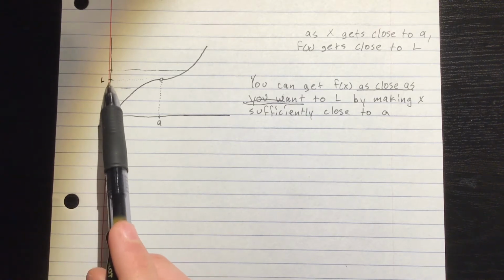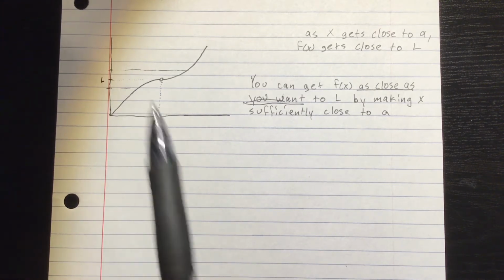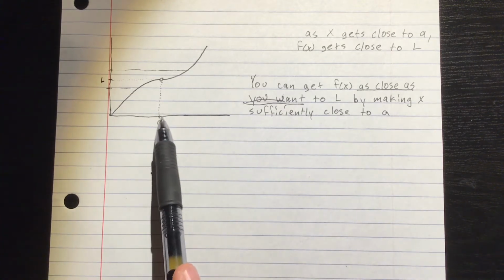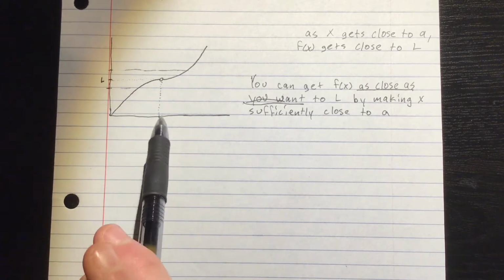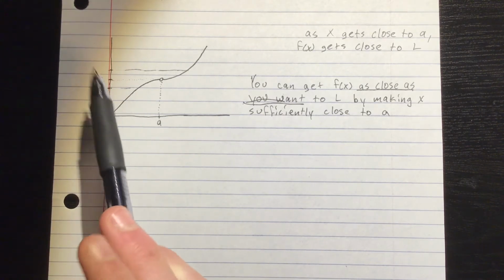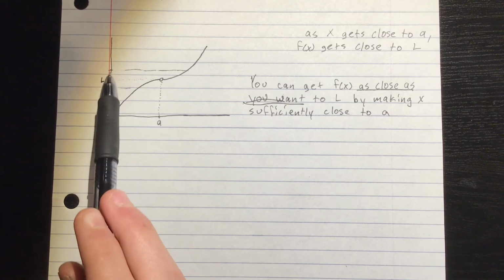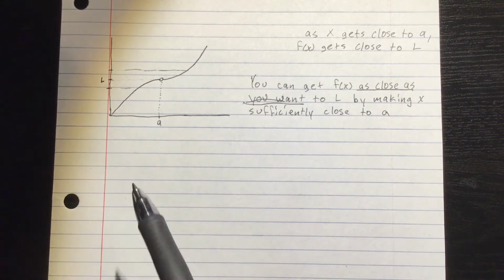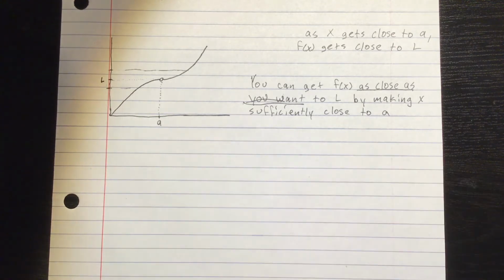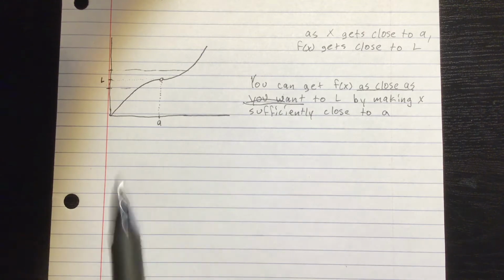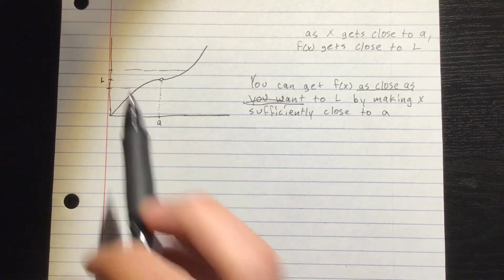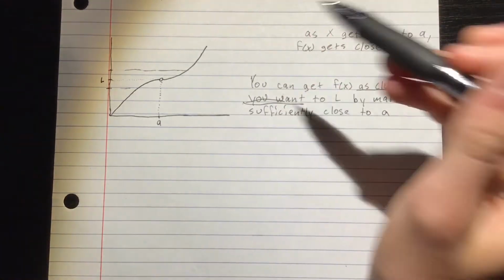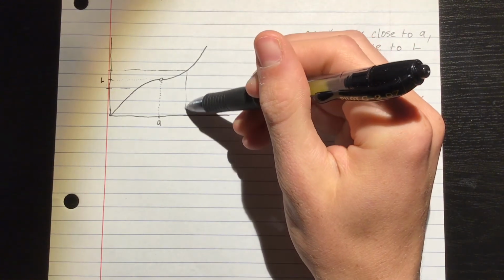So I want to be within this distance from L. I'd say, okay, I'll give you a range around a that corresponds to this range around L, so that if you pick any x in this range, you'll get an output value that is always in your range around L. So if I want to be this far away from L, what x values would I pick to guarantee, right? Sufficiently close means I would guarantee you that every x value in that interval would be close enough to L. So the easiest way to do that is just draw a line straight down.